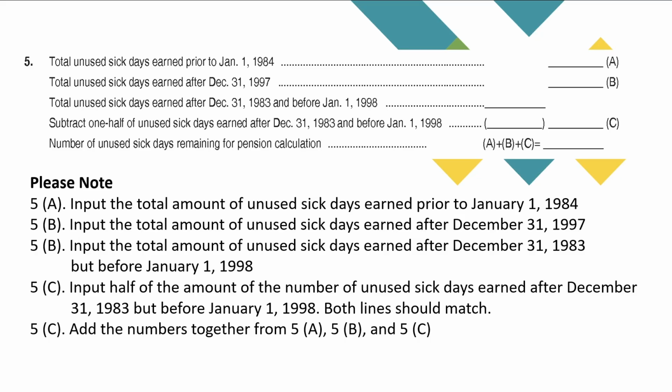Again, you're going to have to break out the benefit time and pay attention to the fields. Again, anything prior to 1/1/84, anything after 12/31/97, and then anything accrued during that range from 12/31/83 to 1/1/98. This one you'll have to manually break out, and then you'll add up the number of sick days.